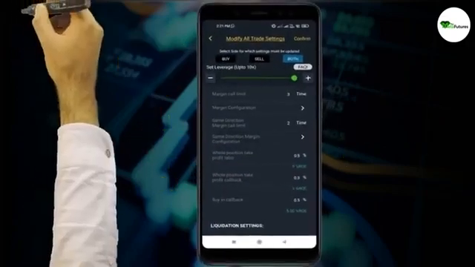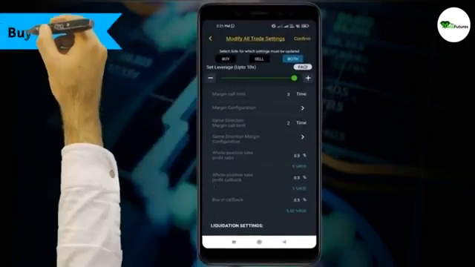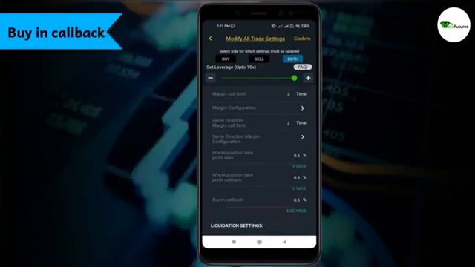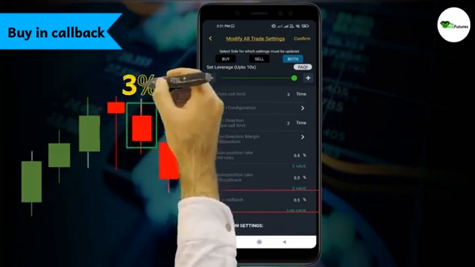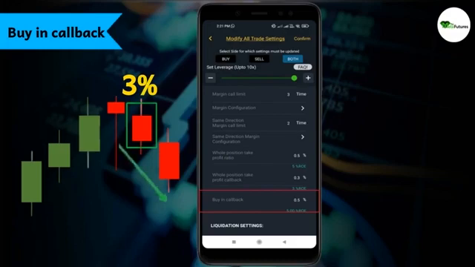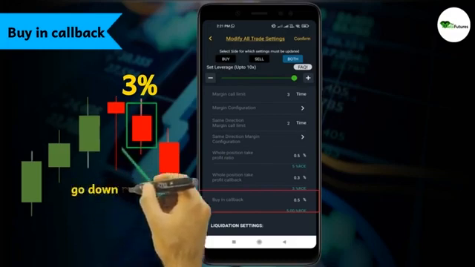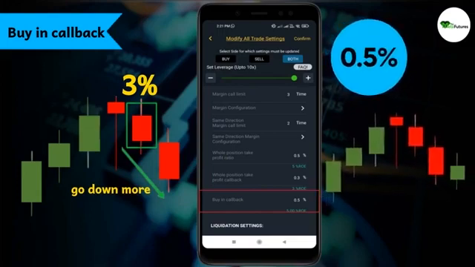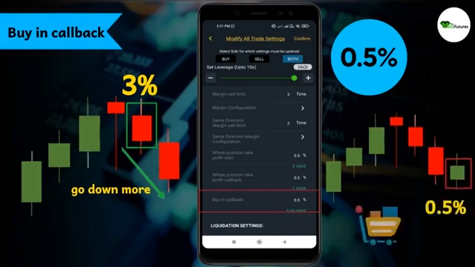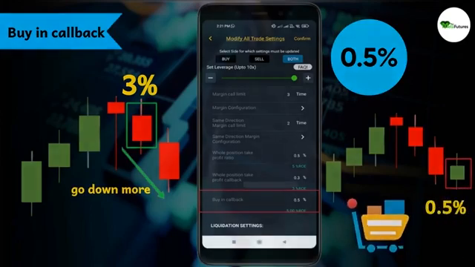Next is buy-in callback. It's the maximum callback the trade gets to reorder at the minimum or maximum price possible. Suppose that the trade is going down. You have set the first buy call at 3%, so when the trade goes down by 3%, the bot will buy a trade. But there is a possibility that the trade will go down more. As I have entered a 0.5% value in buy-in callback, when the trade goes up by 0.5%, the bot will buy a trade.